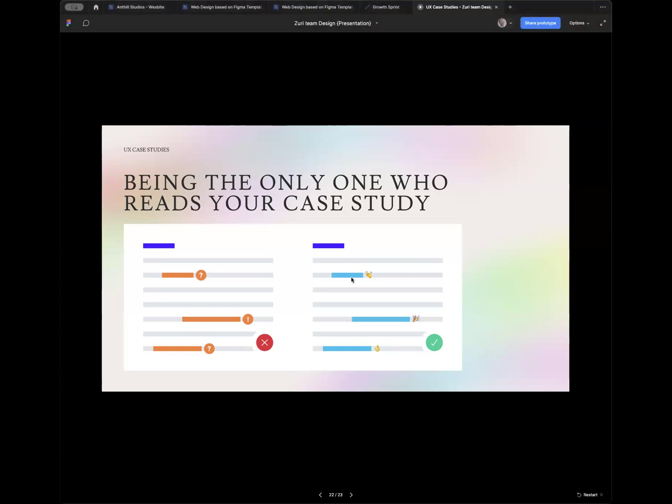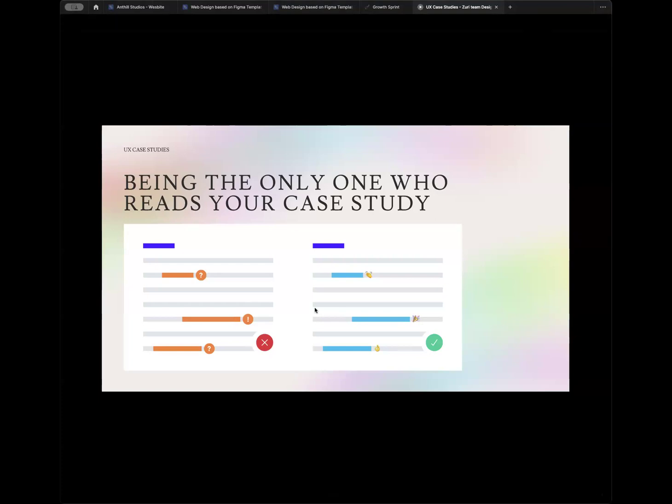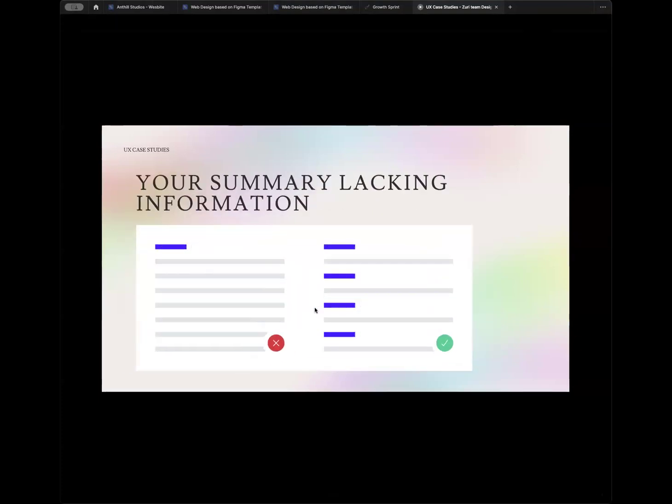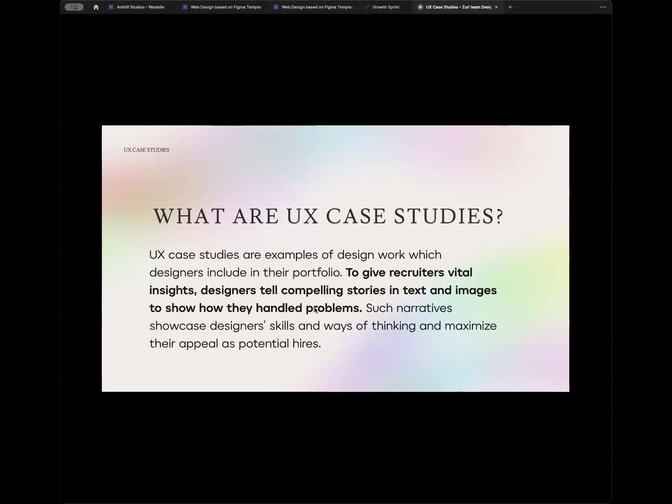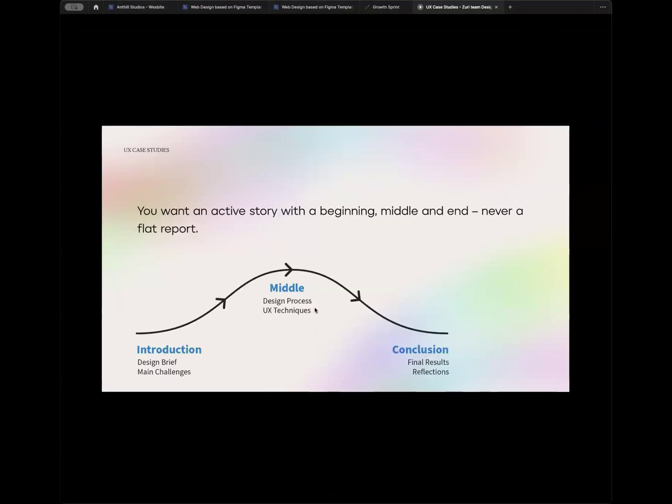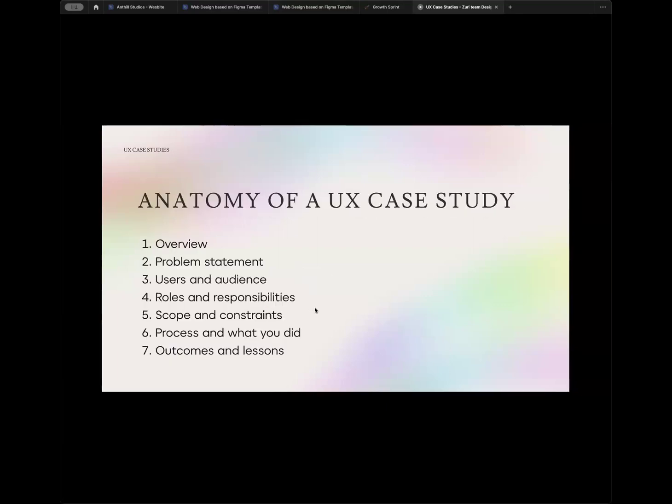Yes, I believe this brings us to the end of it. We've talked about what case studies are, and about how the story should be. You should start with a beginning, take people through a very interesting middle, and then come down with a banging conclusion. We've talked about the anatomy of the case study, the overview, the problem statement.